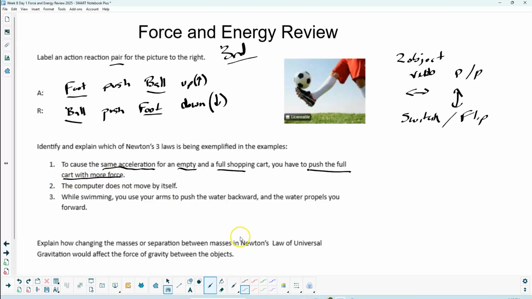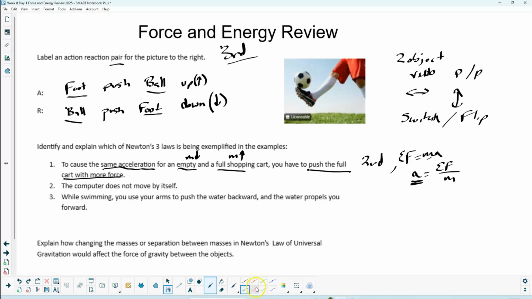I'm going to say this is the second law. The second law is the net force is equal to the mass times acceleration, or if you rewrite it, a is the net force, or sum of the forces, divided by m. With an empty cart, the mass is smaller. With the full cart, the mass is bigger. So in order to have the same acceleration, if you have a bigger mass, you're going to need a bigger force to make that stay the same. It's dealing with the ideas of F, m, and a, so that's the second law.